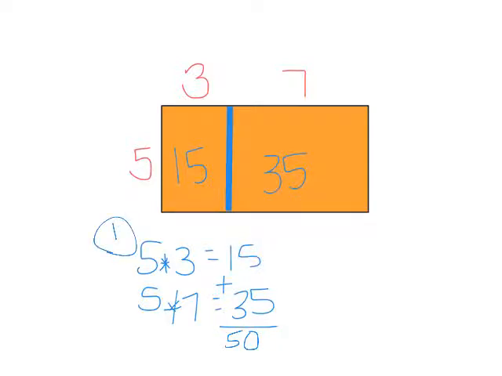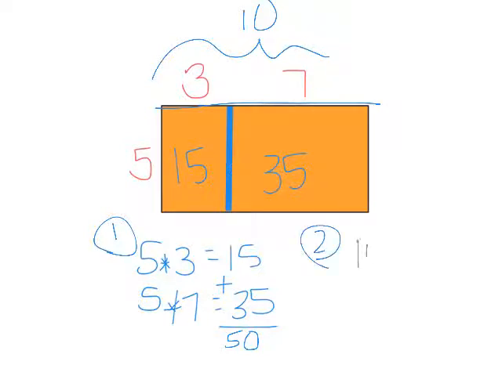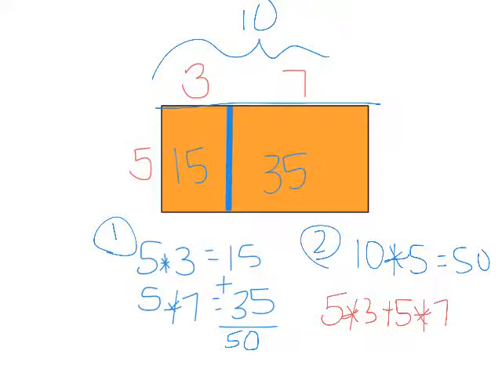Option 2 is to first add these two sides together, and I get 10. So I know this whole length here is 10, and then I would do 10 times 5, and I would also get 50. So I have 2 different ways of doing this. I can either do 5 times 3 and then add that to 5 times 7, or I can first add the 3 and 7. Remember, if we want to show we're doing something first, I put that in parentheses. So 3 plus 7, and then I'm going to multiply that by the 5. This is something called the distributive property.